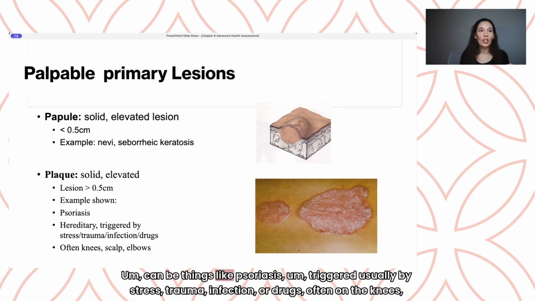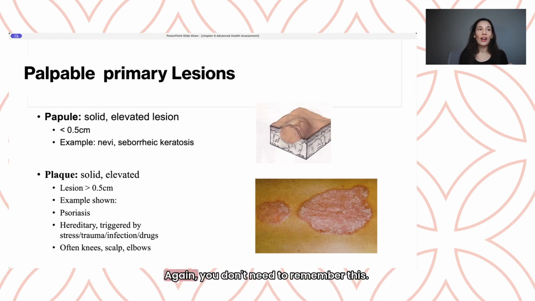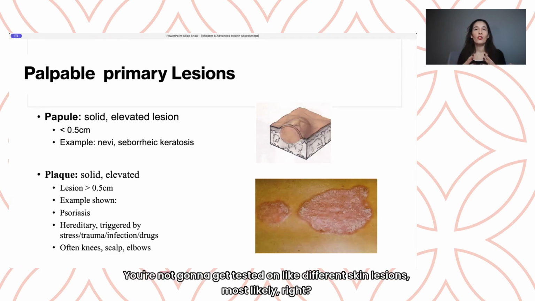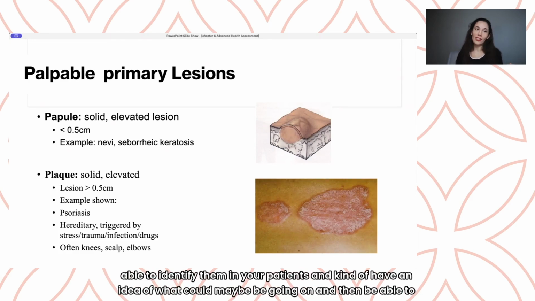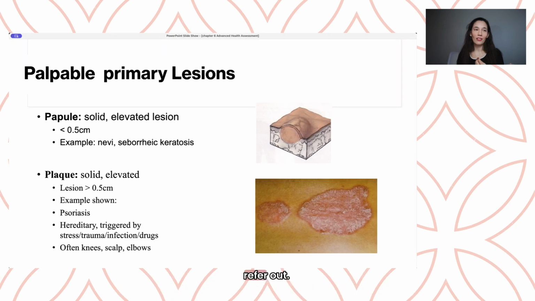It can be things like psoriasis, triggered usually by stress, trauma, infection, or drugs, often on the knees, scalps, and elbows. Again, you don't need to remember this. You're not going to get tested on different skin lesions, most likely, right? But these are important things to know and understand if you're going to be a nurse practitioner, because you need to be able to identify them in your patients, have an idea of what could be going on, and then be able to refer out.